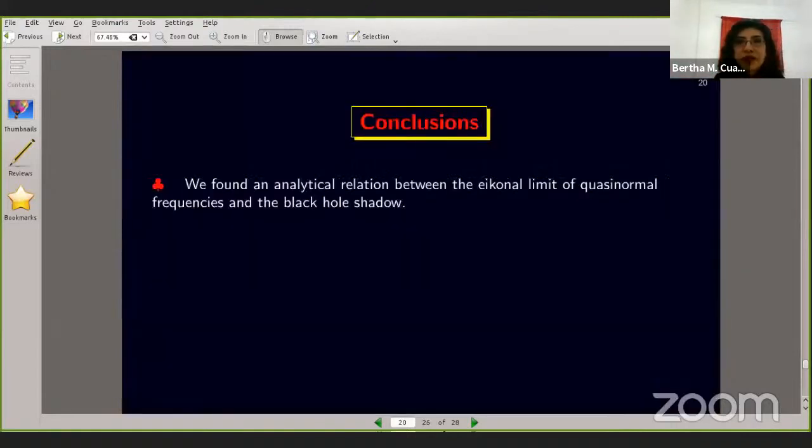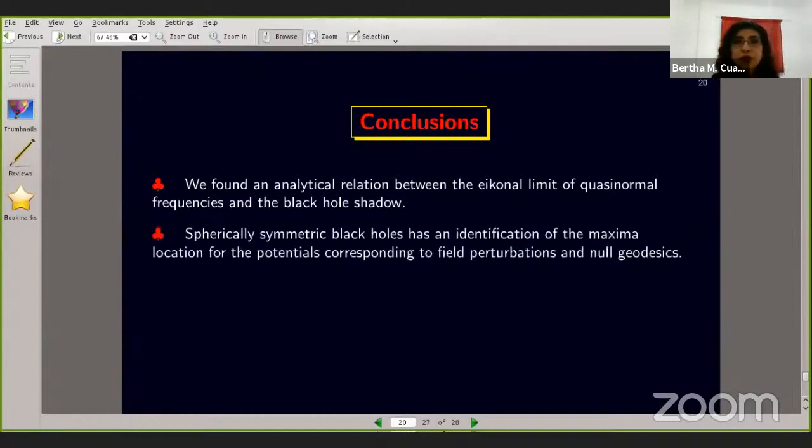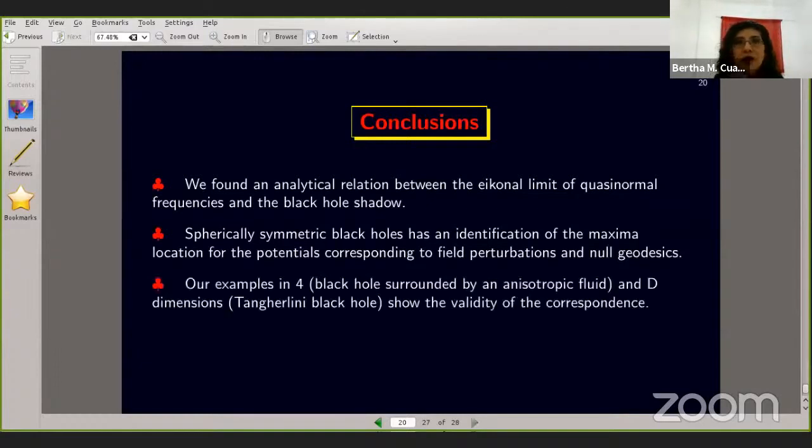Let me summarize. Basically, the main result of our work is that we found an analytical relation between the eikonal limit of the quasi-normal frequencies of a black hole and the shadow of the same black hole. And this was possible because in spherically symmetric black holes, we can identify the maximal location for the potentials corresponding to field perturbations and to null geodesics. And we illustrated this conjecture with two examples, one a four-dimensional black hole surrounded by an anisotropic fluid, and a d-dimensional black hole, that is the Tangherlini black hole, showing the validity of the correspondence.